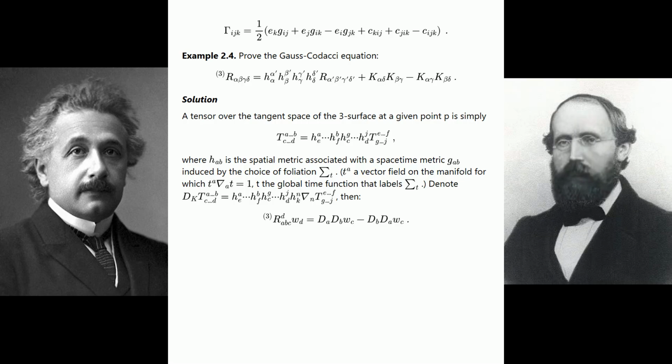Denote d sub k t sub c dot dot d dot raised to the a dot dot b dot power equals h sub e to the a power dot dot h dot sub f to the b power of h sub c raised to the g power dot dot h dot sub d to the j power of h sub k to the n power gradient sub n t sub g dot dot j dot raised to the e dot dot f dot power. Then, see the next equation.